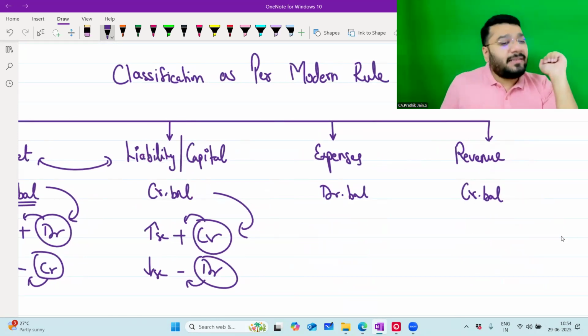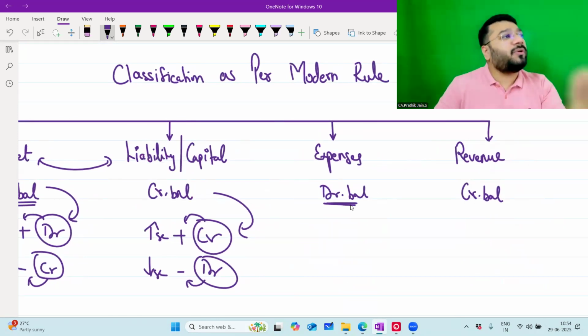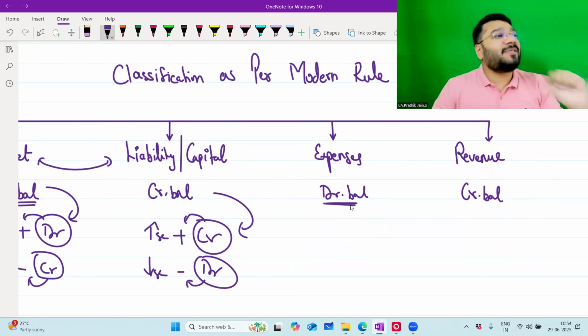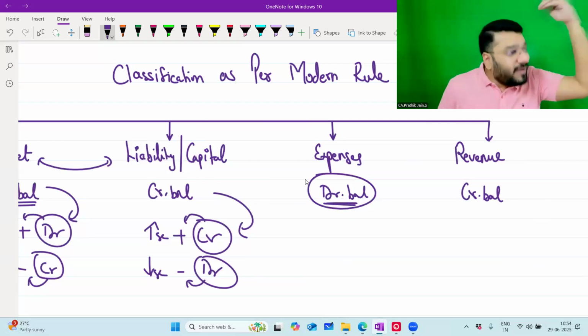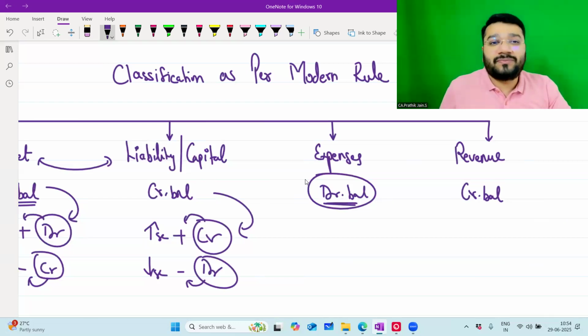Like how asset is debit balance, expenses are debit balance only. Sir, how? Golden rule. In that we have the nominal classification. What does the nominal rule say? Debit all expenses and losses. Credit all income and gains. So expenses' nature is always debit balance, even in the golden rule, even in the modern rule. So that you can remember.